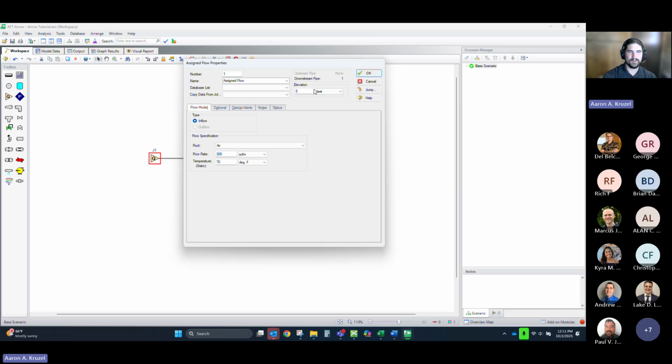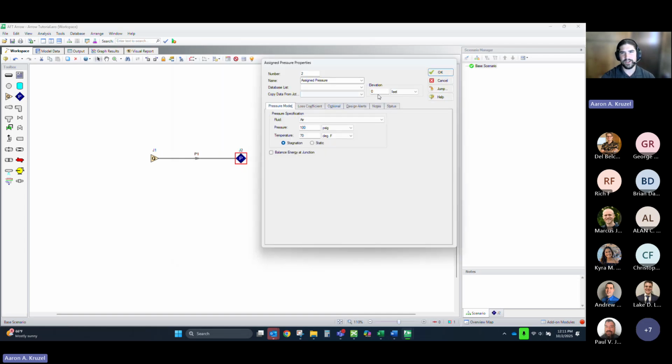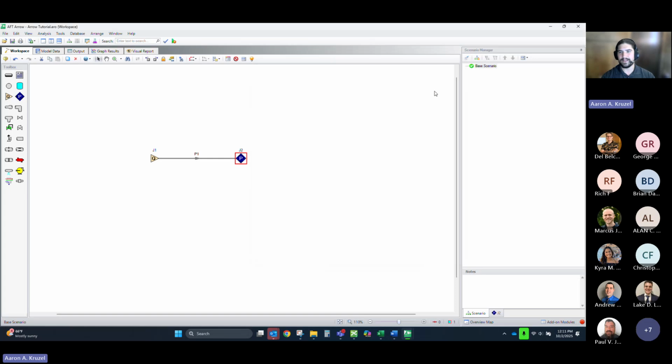Elevation in pneumatic systems is important, but less important than for a water system or a compressible fluid or non-compressible fluid situation. So we're just going to say 0 feet of elevation change between the two. Not saying that it's at sea level. It's just saying between the 2 points, there's no elevation change.